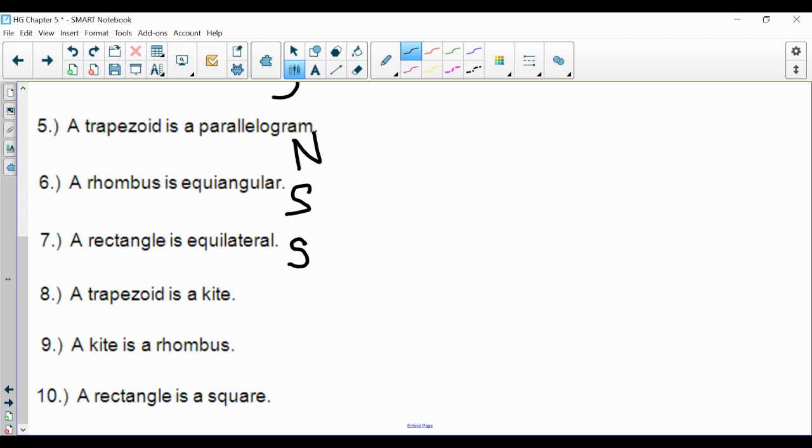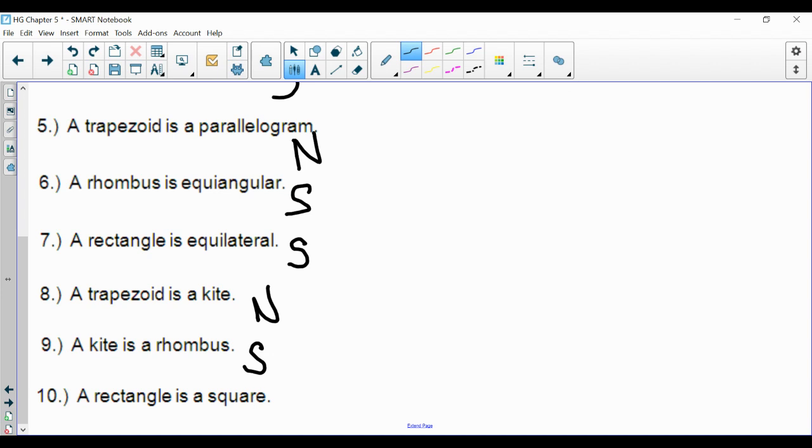All right, 8. A trapezoid is a kite. This is never true. Again, if you look at the branches, trapezoid and kite are on completely different branches. They only connect at quadrilateral. For number 9, a kite is a rhombus. Again, kite is higher up on the last page, which means we are saying something not as specific. It is possible for a kite to be a rhombus, but it is not always.